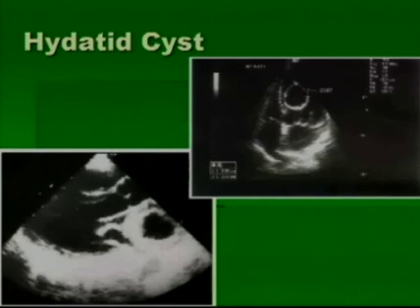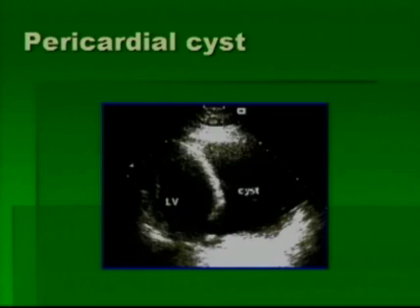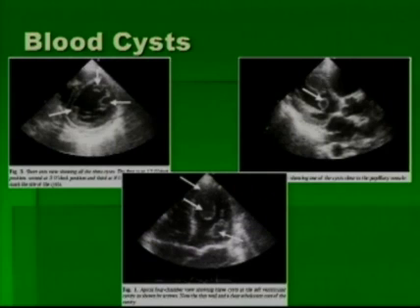Here's an example of a hydatid cyst, or two at least hydatid cysts that are seen within the heart. And this is a pericardial cyst. You can see how it's compressing the left ventricle. And here are some blood cysts. These are not necessarily arising from the valvular structures, but they're very disturbing in appearance.